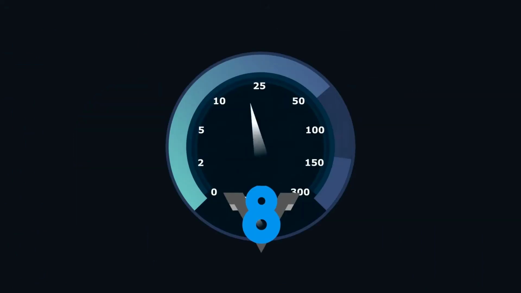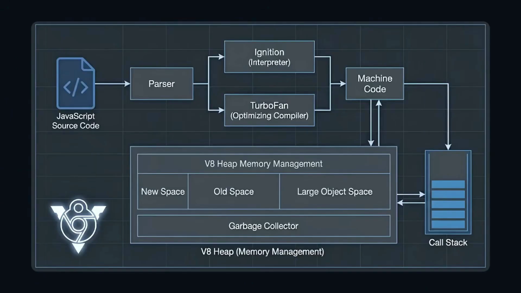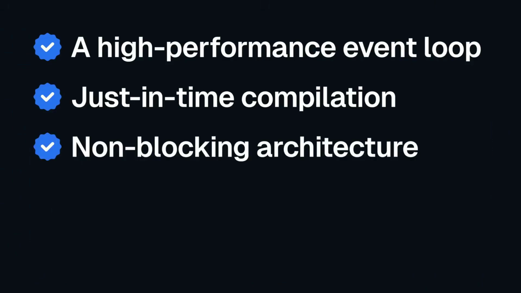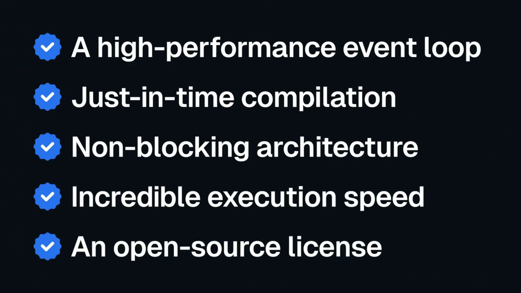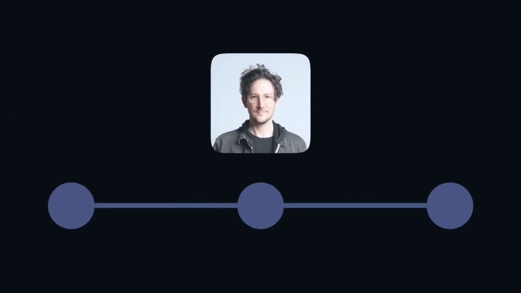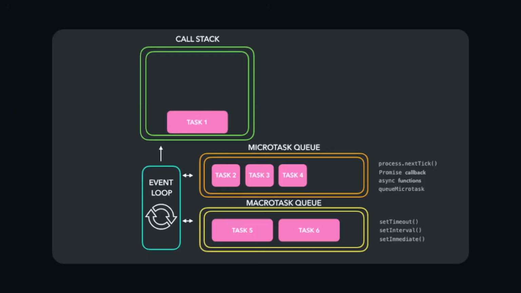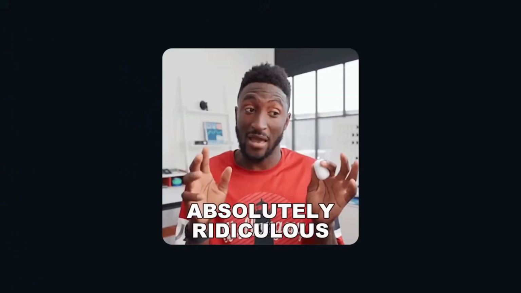Google Chrome introduced V8, an insanely fast JavaScript engine built to optimize asynchronous operations. It had a high-performance event loop, just-in-time compilation, non-blocking architecture, incredible execution speed, and an open-source license. Ryan connected the dots. Instead of fixing PHP or Ruby, what if the backend used JavaScript, the same event-driven model that makes the browser so fast? It sounded ridiculous. It sounded radical, and yet it was the right idea.